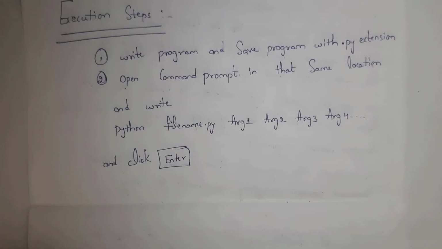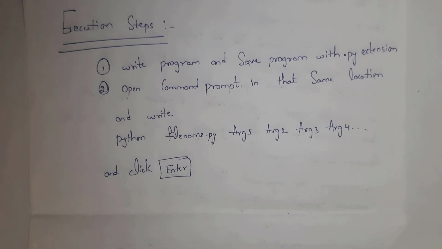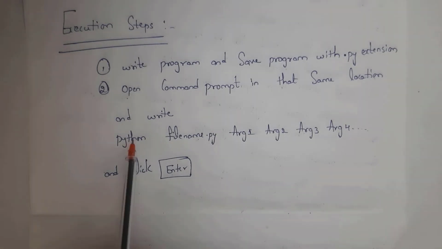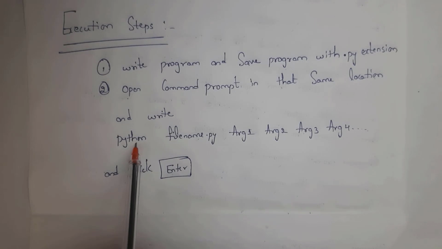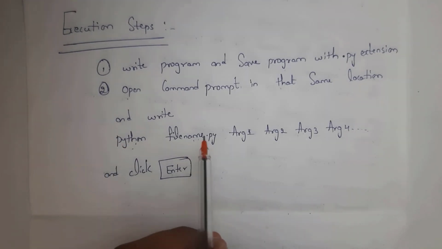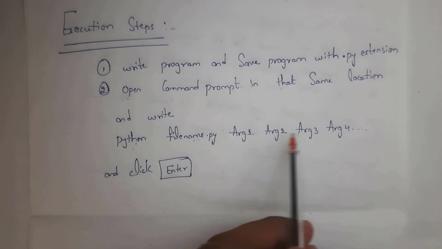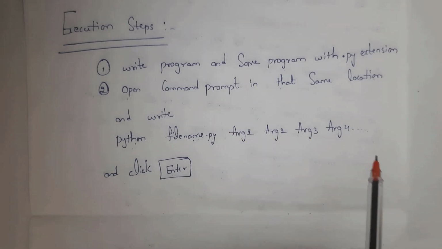These are the execution steps. At first you need to write the program and save it with .py extension. After saving the program with .py extension, you need to open command prompt in the same location. For example, if my file is present in desktop location, then you need to open command prompt in desktop location. And next type here Python. For example, if you are using Python 3, then just type here Python 3, file name .py, and here you can give multiple number of arguments. After passing multiple arguments, whenever you click on enter, you will get output.